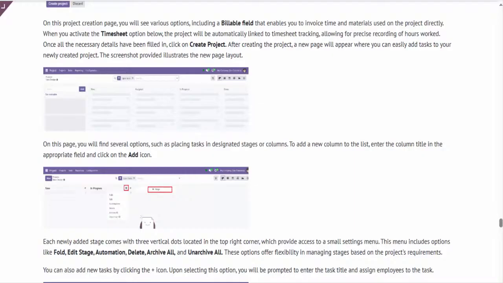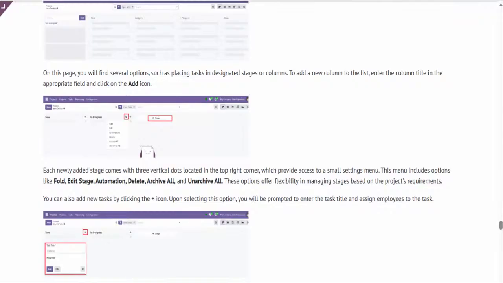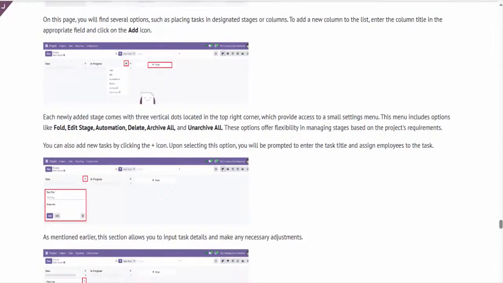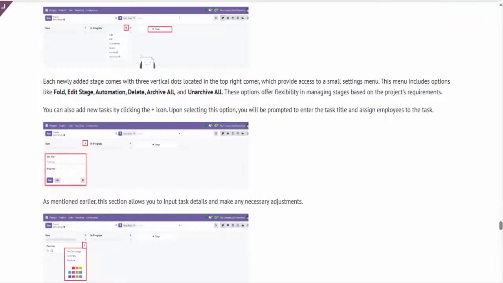After creating the project, a new page will appear where you can easily add tasks to your newly created project. The screenshot provided illustrates the new page layout. On this page, you will find several options, such as placing tasks in designated stages or columns. To add a new column to the list, enter the column title in the appropriate field and click on the Add icon. Each newly added stage comes with 3 vertical dots located in the top right corner, which provide access to a small settings menu. This menu includes options like Fold, Edit Stage, Automation, Delete, Archive All, and Unarchive All.